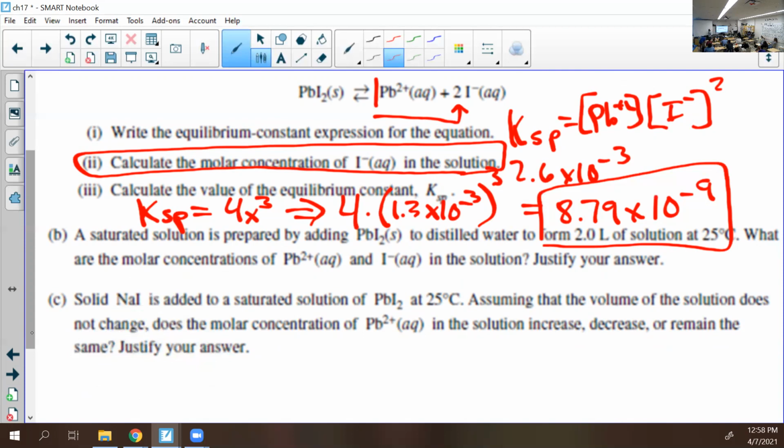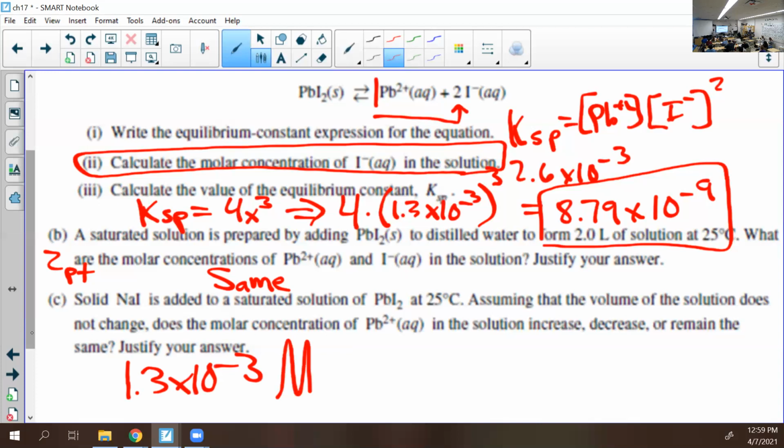All right, a saturated solution is prepared by adding it to 2 liters now. What are the molar concentrations of that and that? Justify your answer. So this is a 2-point question for sure. Okay, we're out of time. We got to hurry. What's the answer? It's the same. Something's ability to dissolve, its molar concentration, is measured in moles per liter. Yes, more will dissolve. In fact, twice as much dissolves, but the volume also increased twice as much. No matter what the volume is, I will always hold 1.3 times 10 to the negative third of whatever. Always, because it is molar, or moles per liter. So a molar concentration is independent of the volume would be your justification.